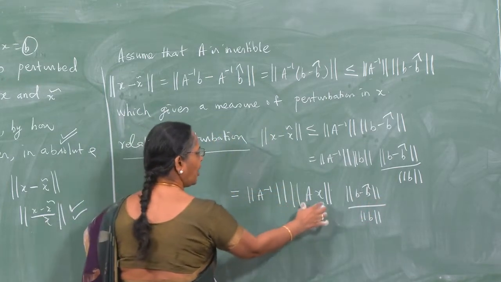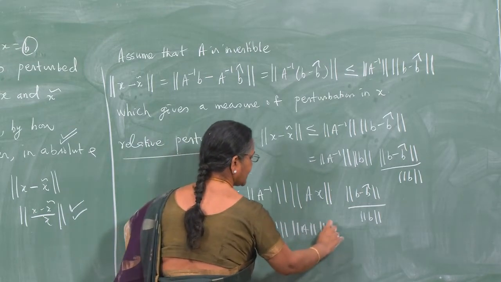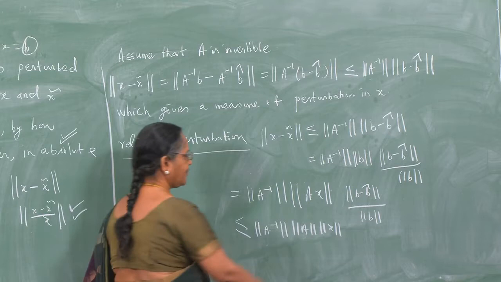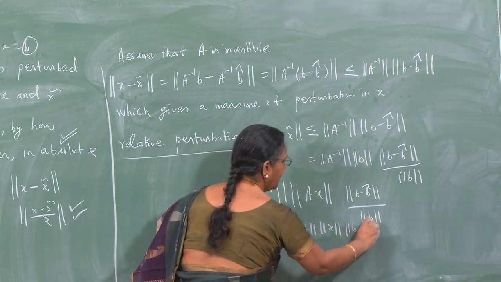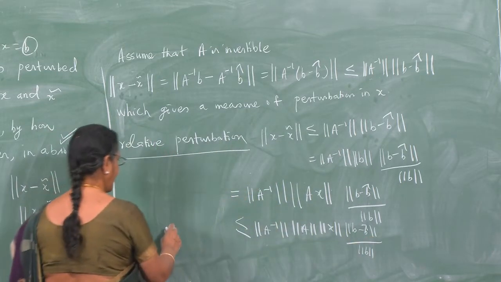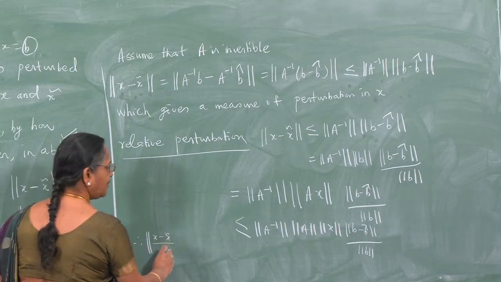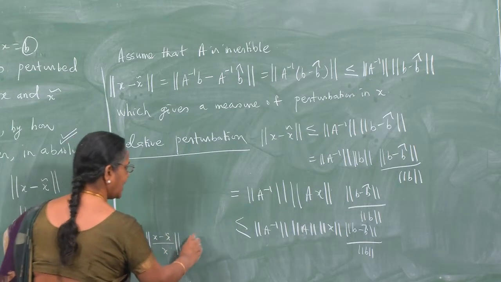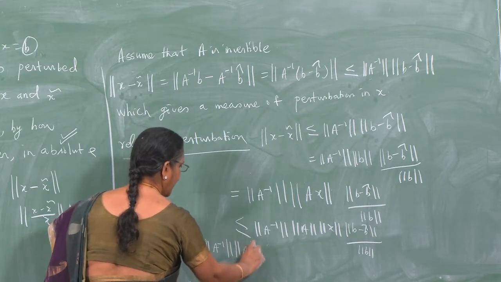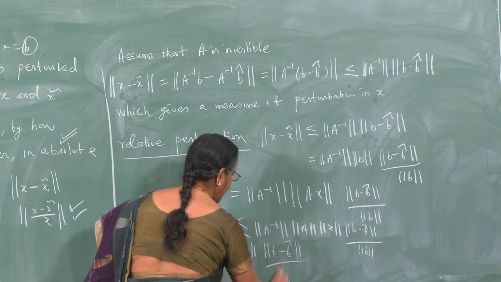So, I know norm Ax is less than or equal to norm A into norm x. So, I use that property and write down the result. This multiplied by norm B minus B cap by norm B. So, I divide throughout by norm x. So, I get norm x minus x tilde by norm x is less than or equal to norm A inverse into norm A into norm B minus B cap by norm B.